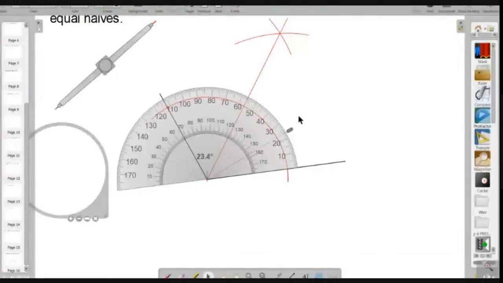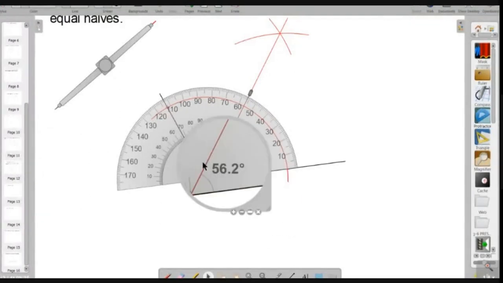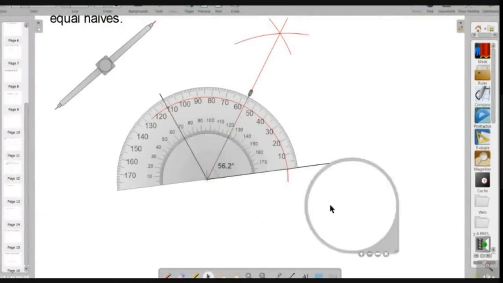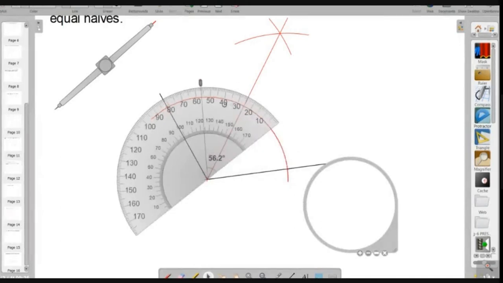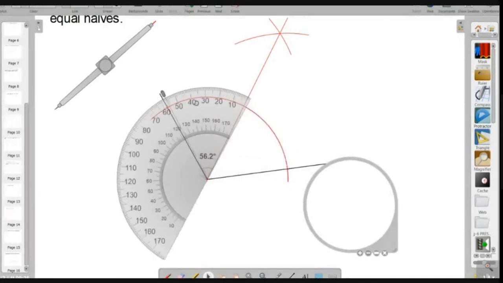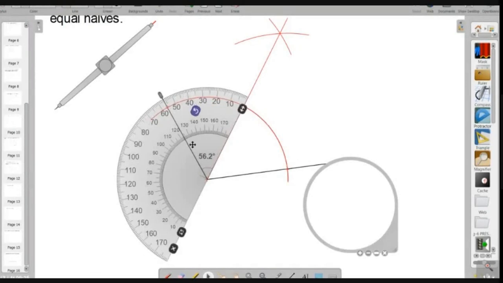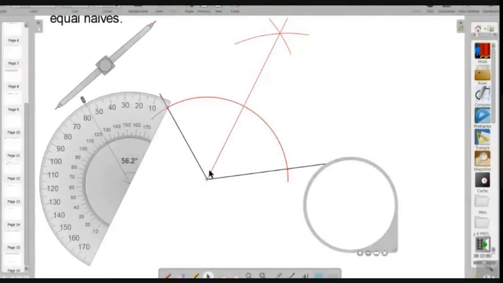If I move up the lever, the angle is 56.2. You can see it. The angle is 56.2 degrees. This is half of the angle. Okay, I will rotate the compass over to here. Now you see the angle and the other arm of the given angle are the same, showing 56.2. So this is the line which is the bisector of the angle given.